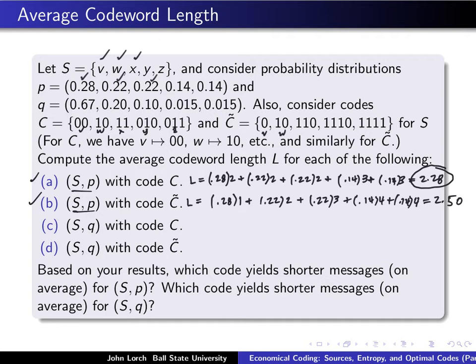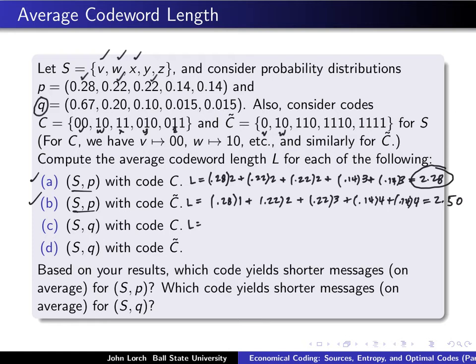All right, now we'll do exactly the same thing again, except now instead of having these letters of our alphabet occur with probabilities given in distribution P, we're going to look at distribution Q. This says V occurs with probability 0.67, W occurs with probability 0.2, X occurs with probability 0.1, and Y and Z each occur with probability 0.015. So let's go ahead now and compute average code word length.